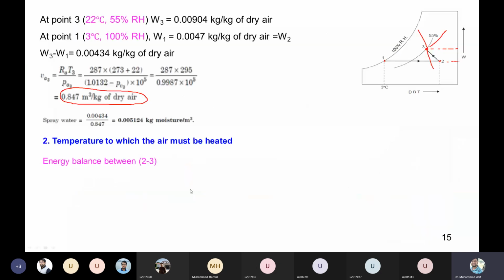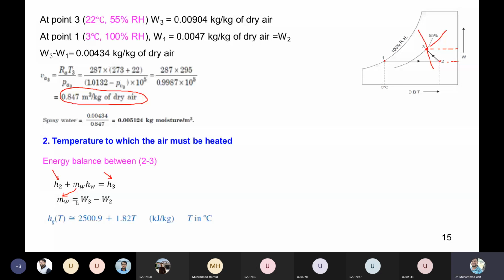So if you apply the energy balance between 2 and 3, it is h_2 plus m_w h_w equal to h_3. Here h_2 means the enthalpy of the moist air, similarly h_3 is the enthalpy of the moist air, and h_w is the enthalpy of the water vapors. And we know that the mass of the water vapors is omega 3 minus omega 1 times the mass of the dry air.